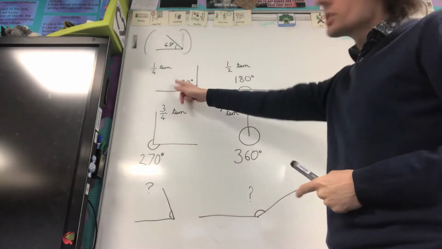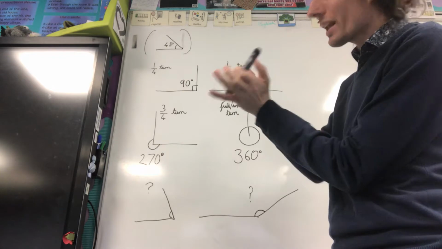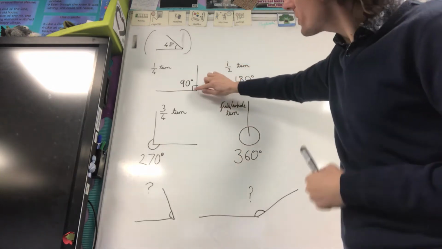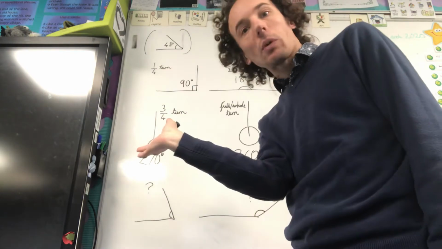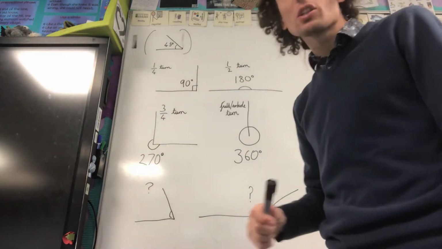So 90 degrees, we know that's a right angle, and that's a quarter turn. We call that a quarter turn because if I was standing this way and then turned a whole right angle this way, I've turned a quarter. Like on a clock, I would have turned a quarter of an hour. So that's a quarter turn or 90 degrees.